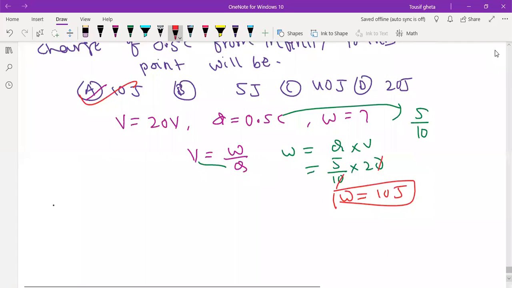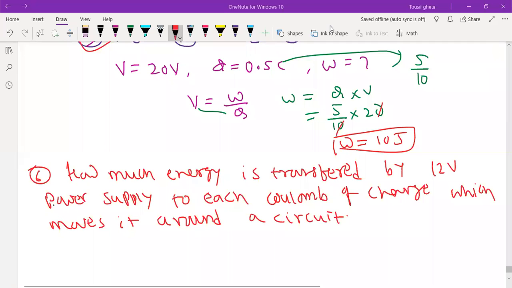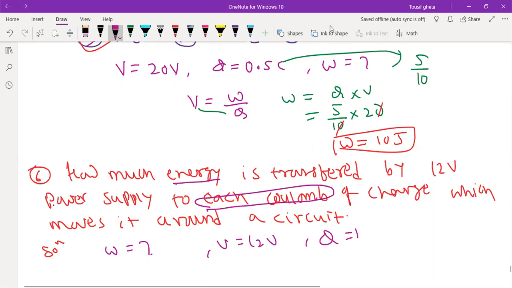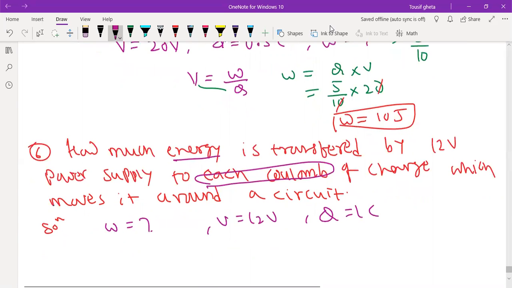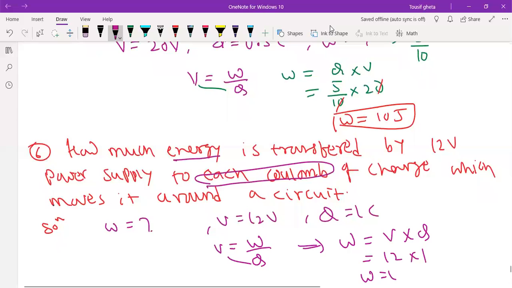Good. Next question. How much energy means work done only. Transferred by 12 volt. V is equal to 12 volt, each coulomb. This each coulomb means Q is equal to 1 coulomb. So already we know V is equal to W by Q. Just now we did cross multiply. W is equal to V into Q. 12 into 1. 12 joule only. Simple. There was nothing in that. Okay. Very easy it was. Very easy. Yeah, 12 joule.